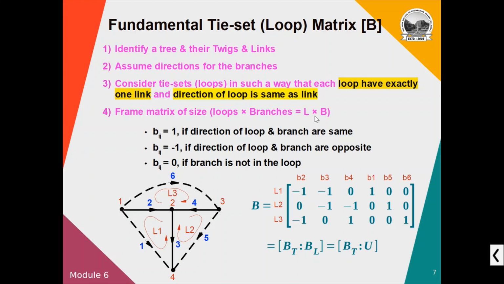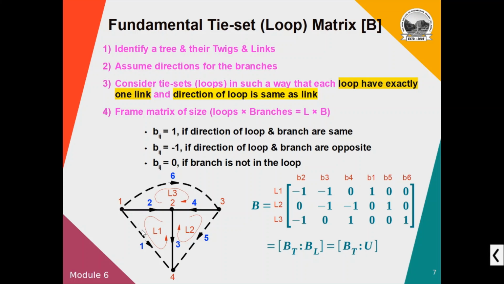L represents the links or loops. Here both are the same, right? We have formed the loops according to the links only. So the number of links would be equal to the number of loops. If any branch is associated with that particular loop, then we will be considering 1 or minus 1. Whereas if it is not associated, then we will be considering it 0.